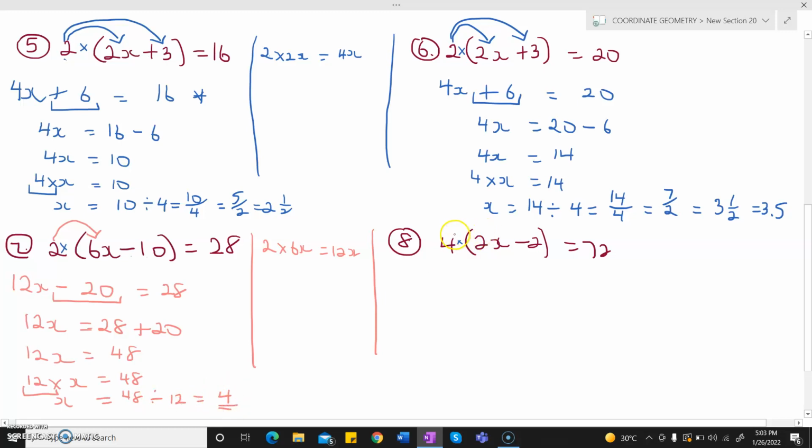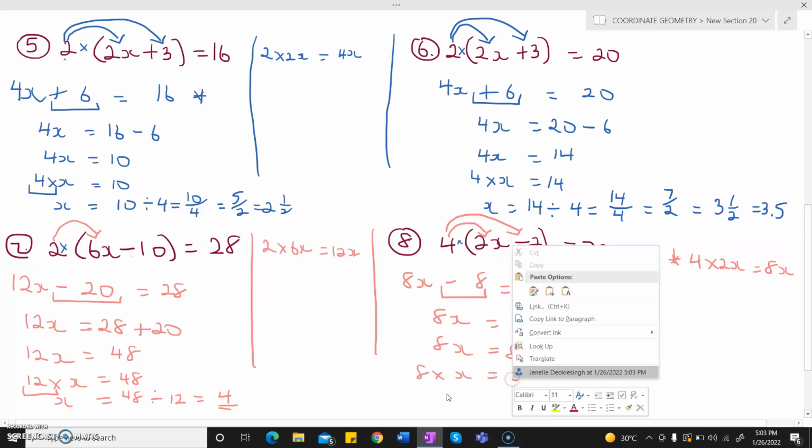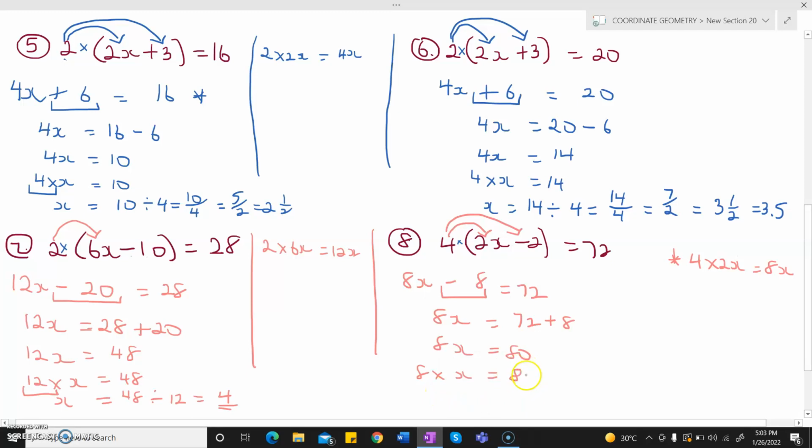And the last one, so 4 times 2x. 4 times 2 is 8, and just put back the x, so that's 8x, take away 4 times 2, which is 8. Now we get 8x is equal to 72, and we're carrying across the taking away of 8, which becomes adding 8, so 8x is equal to 80. So 8 times x is equal to 80. Then x is equal to 80 divided by 8, which is 10. And that's it. Nothing too bad, right?